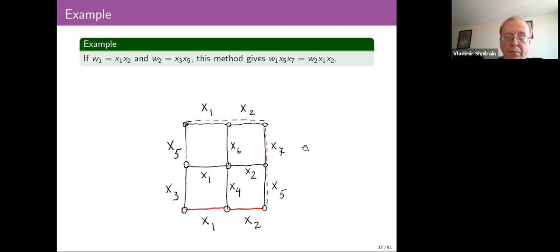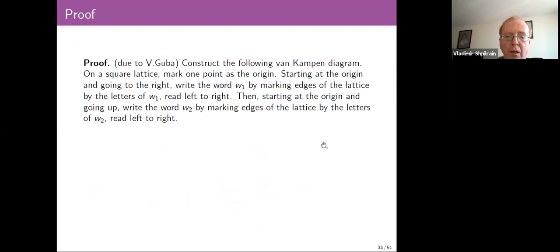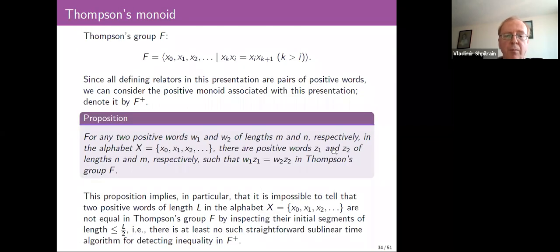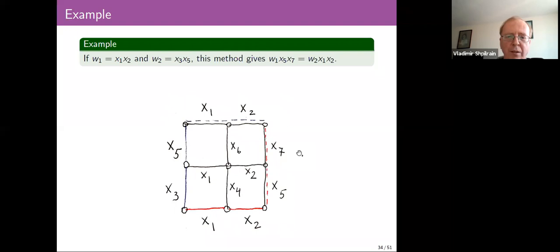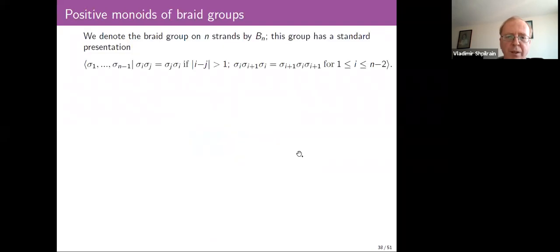All right, so anyway, the bottom line is there is no sublinear time algorithm because of this proposition. Examining just, let's say, half of the given words will not allow you to make any conclusions. Okay, so that's a negative result. Now let's see if there is something positive that we can say.